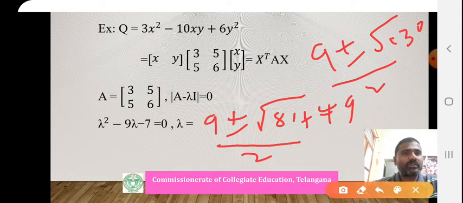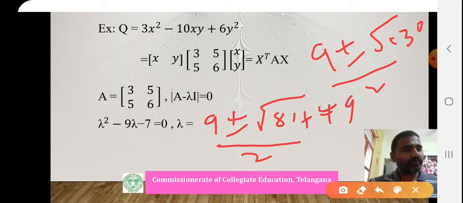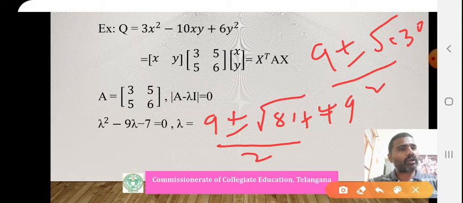Once again I repeat. The eigenvalues are 9 plus or minus root 130 by 2. One eigenvalue is positive, one is negative. The terms are also the same: one term is positive, one term is negative. What is the index, the number of positive terms? One positive term, so the index is 1. Signature is the excess number of positive terms over negative terms. Both are equal, 1 and 1, so it will be 0.